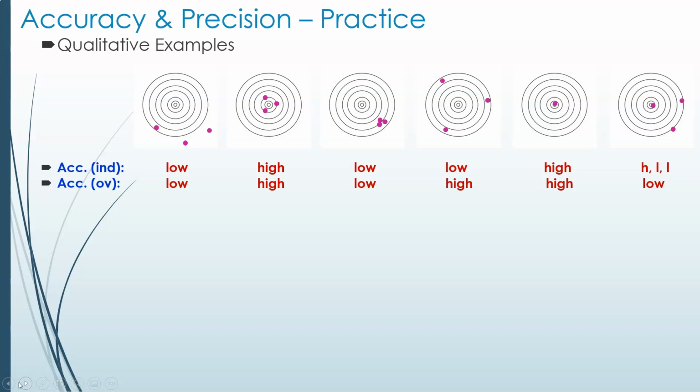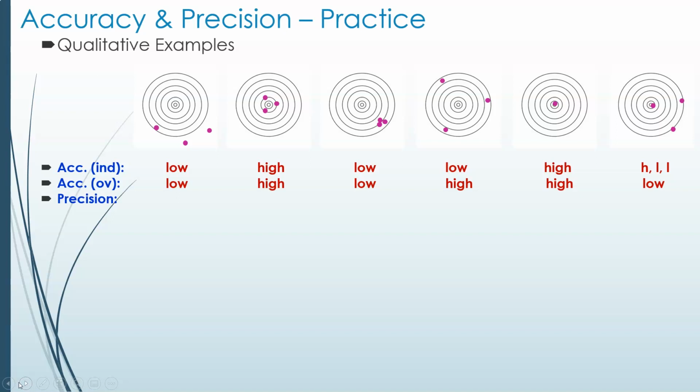So the average accuracy, the overall accuracy, is quite high, even though all of these are terrible shots. The fifth one is a single shot that has high individual accuracy, and since it's only one shot, it's also going to be high overall accuracy. And the last one, while we have one individually highly accurate shot, and 2 poorly accurate shots, the average is also fairly far away. The center of that triangle is not very close to the bullseye, and therefore that's a low overall accuracy.